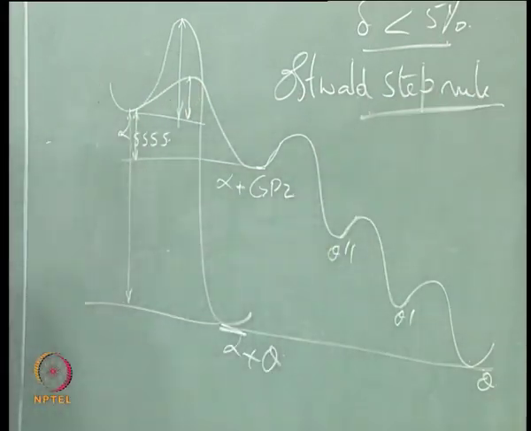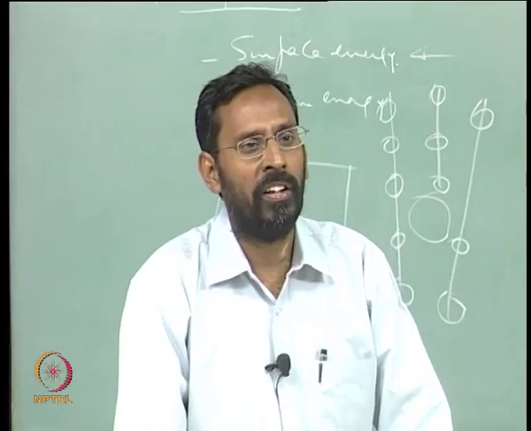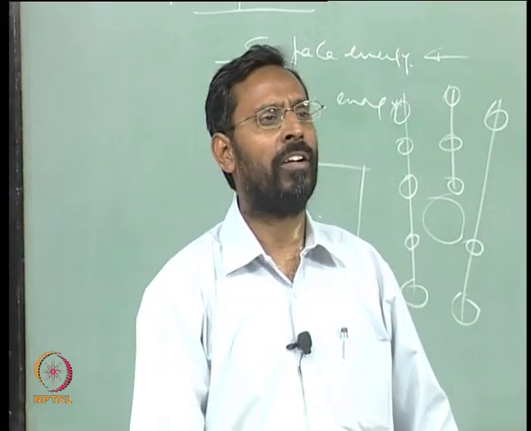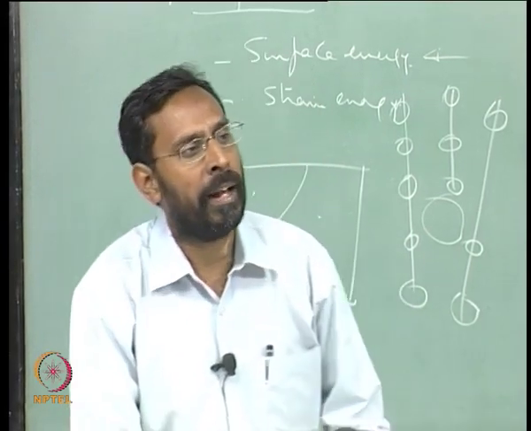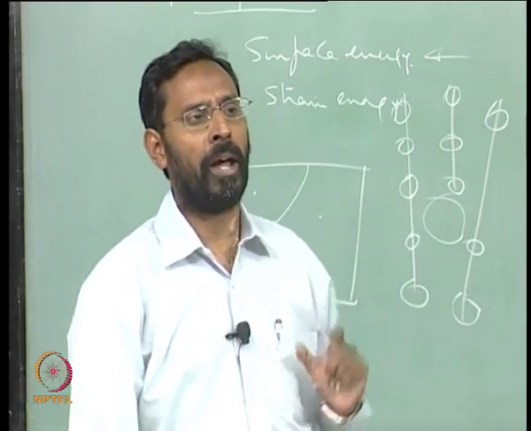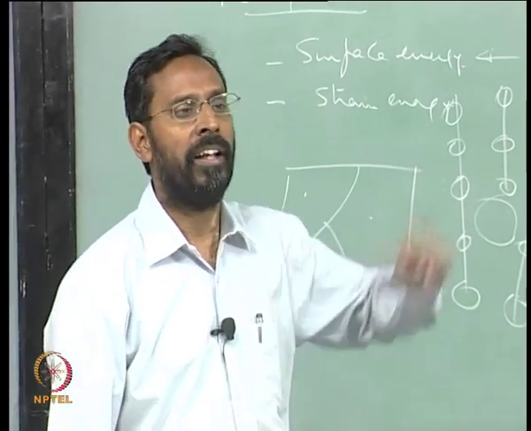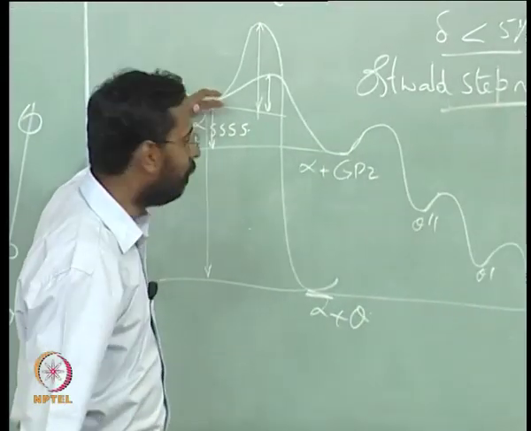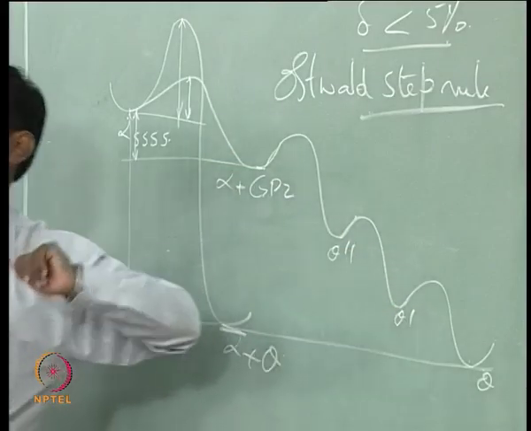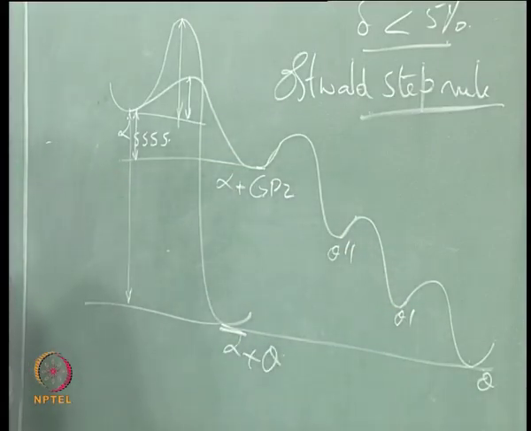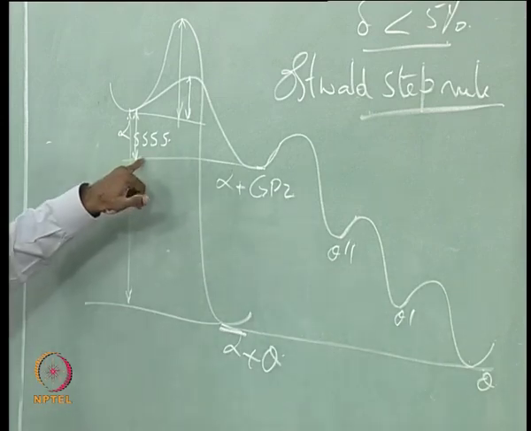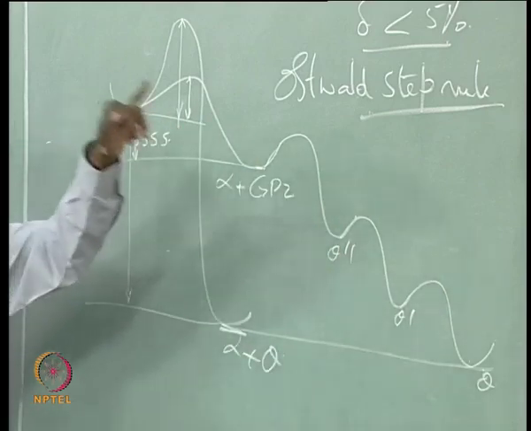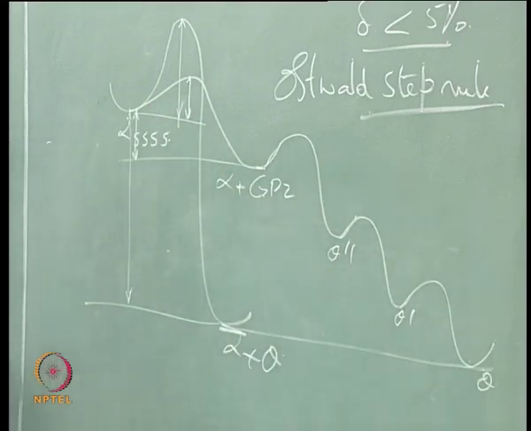It basically says that whenever the activation barrier for a particular transformation is very large, the system tries to achieve the final equilibrium stage in a number of steps, where at each step the activation barrier is much smaller than the original activation barrier, and that is why you see the free energy shifts from here to here to here to here finally. The number of steps that you need to go through basically depends on the extent of difference in the crystal structure between the parent and the product.